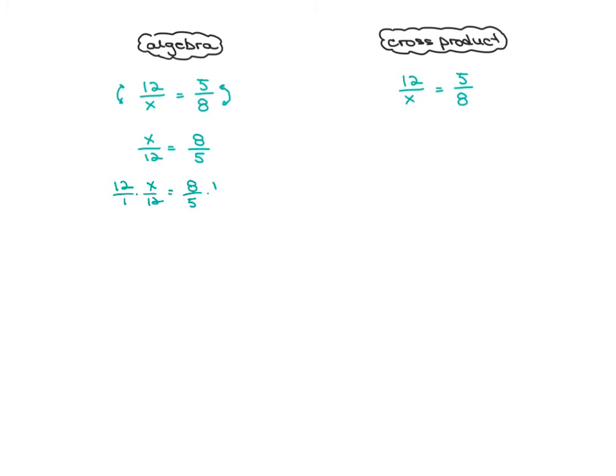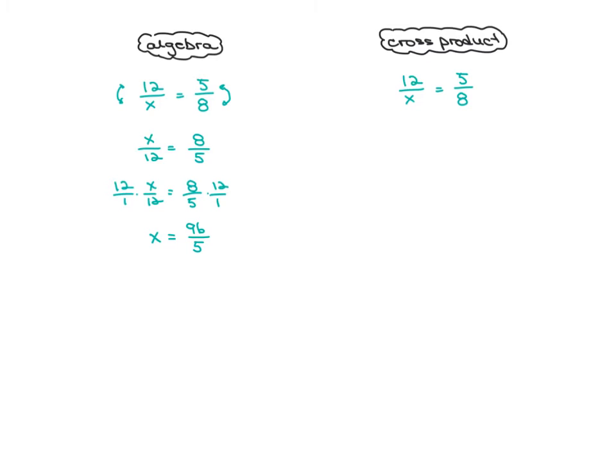8/5 divided by 12. Before I do my multiplication, I'm going to look and see, are there any common factors between the numerator and the denominator? Because I want to simplify first. There are not. So let me do the multiplication. 8 times 12, I think of that as 8 times 10 is 80, plus 8 times 2 is 16. 80 plus 16 is 96/5. And there's my solution to the proportion.